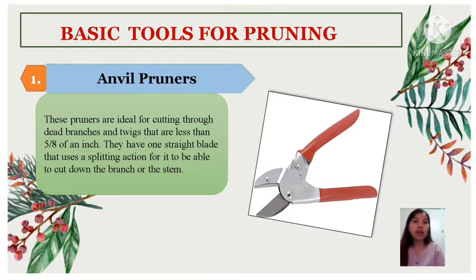Number 1, anvil pruners. These pruners are ideal for cutting through dead branches and twigs that are less than 5/8 of an inch. They have one straight blade that uses a splitting action for it to be able to cut down the branch or the stem.